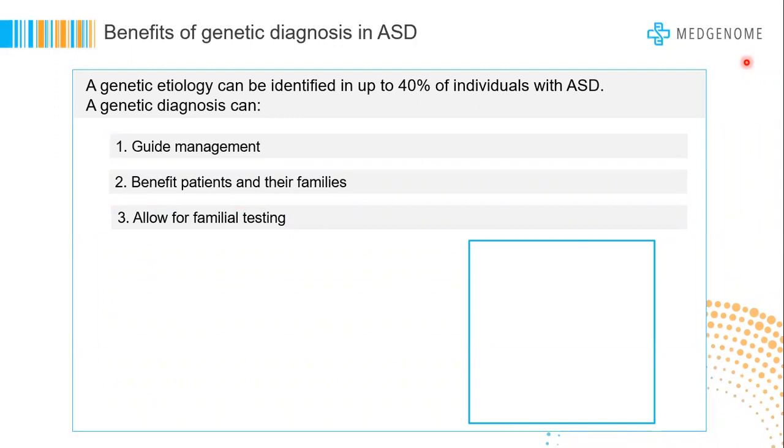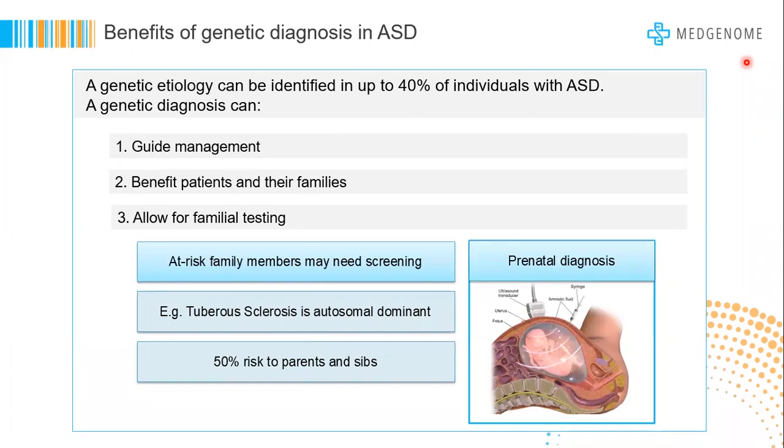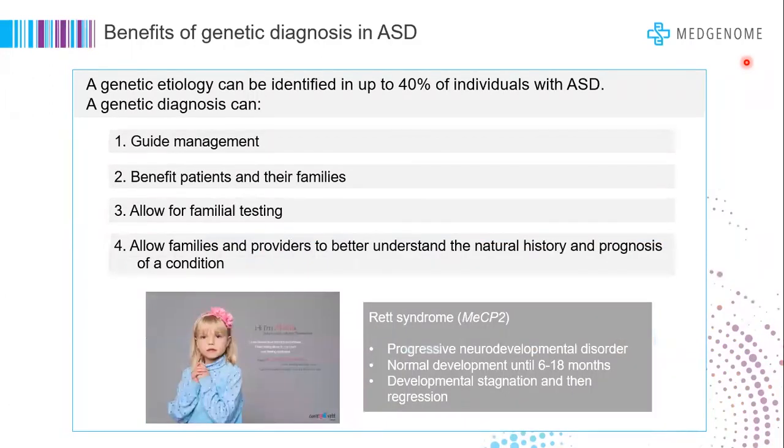So if we test, we know that a genetic diagnosis can be made in almost 40% of such children. Then definitely we can manage their treatment and complications. We can allow for familial testing. And if it is an autosomal dominant condition, then extended screening can also be offered to the family. The ultimate purpose of doing deep genetic testing in many families is to prevent the risk in the next child, and so prenatal diagnosis can be offered for such families. And sometimes, even if it is not for prenatal or anything else, it allows the families to better understand the nature, history and prognosis.